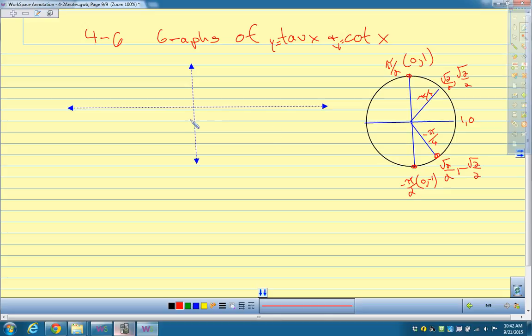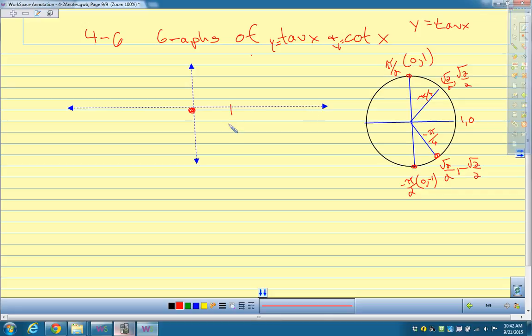So if I were to graph this, say I start here at 0. I'm out at the graph of y equals tangent of x. y equals tan of x. What's the tangent of 0? Anyone? Tangent is 0. What's 0? y over x. What's 0 over 1? 0. Okay?